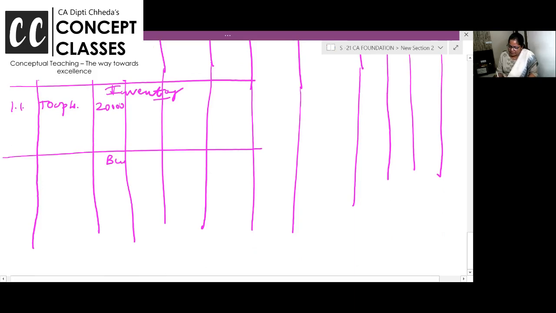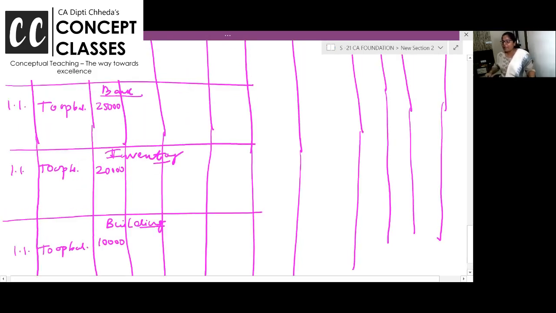Building. Look at the problem. Building कितना दिया है? 10,000 on the debit side. Go on making ledgers like this. 2 minutes, I'll be back. In fact, if you want, you also take break of 2 minutes. साथ में करेंगे. 2 minutes break we are taking.